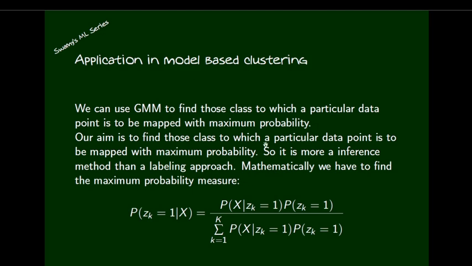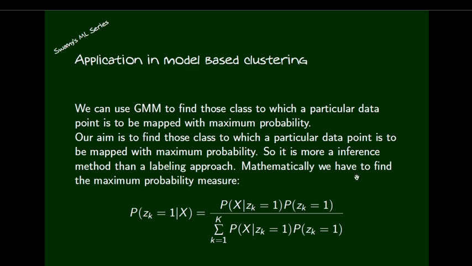Our aim is to find those classes to which the particular data point is to be mapped with the maximum probability. So it is more of an inference method than a labeling approach. Instead of giving labels based on distance, we are developing a probability distribution, and based on this probability distribution we come to some inferences.